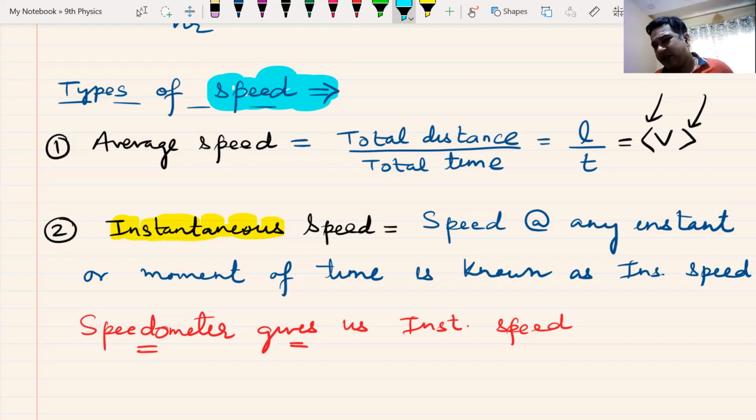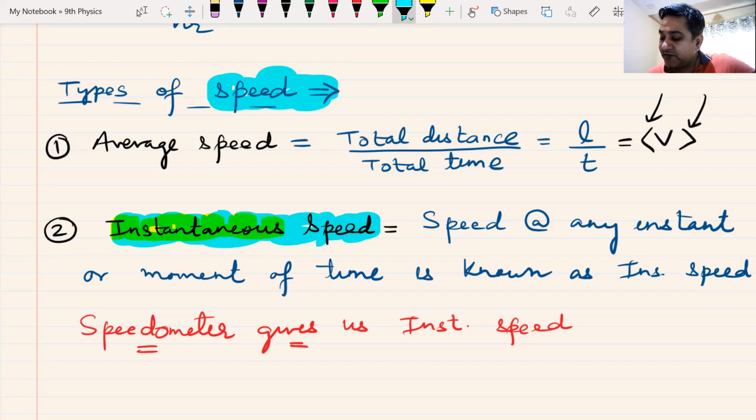Now, whenever we vaguely use the term speed, asking speed, telling speed, talking about speed, which speed are we talking about invariably? Without using the full name, are we talking about average speed or instantaneous speed? Whenever we're talking about speed in general, we are talking about our instantaneous speed. So when I tell you my speed is 30 km per hour, I am referring to my instantaneous speed.